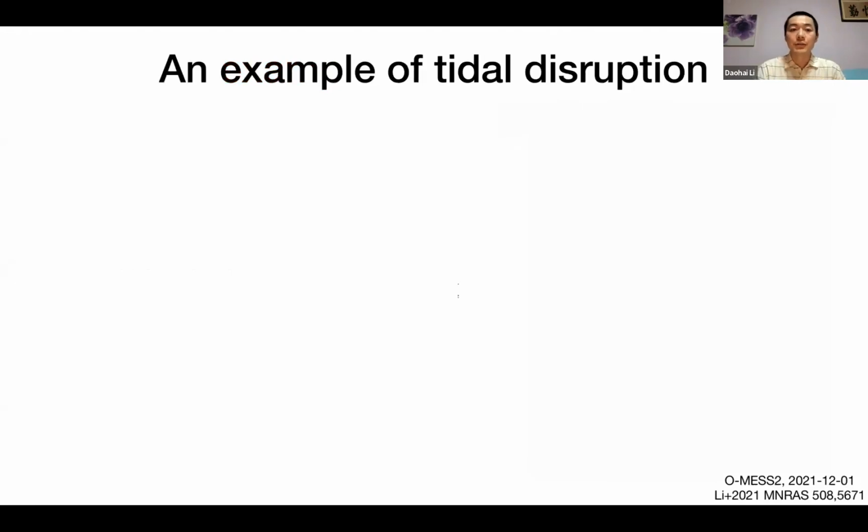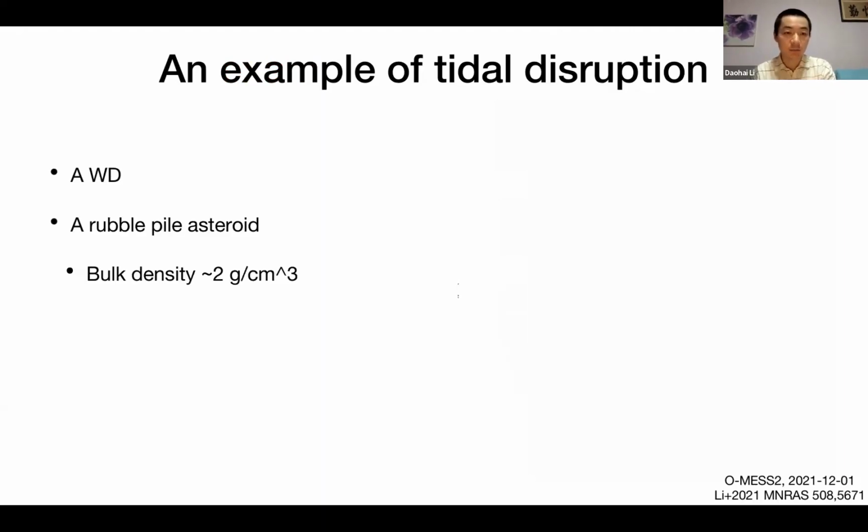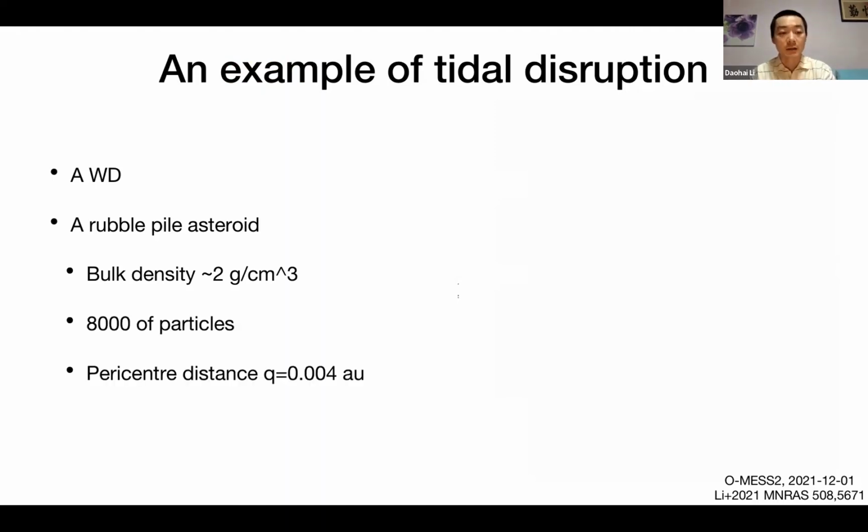So we would like to show you an example of tidal disruption. In our model, we have a white dwarf and a rubble pile asteroid, and we assume that the bulk density of the asteroid is 2 grams per cubic centimeter. We have 8,000 particles for the asteroid. The pericenter distance is 0.004 AU, which is inside the Roche limit. And we run the system for 50 days.